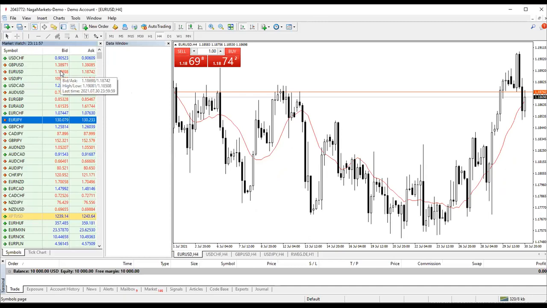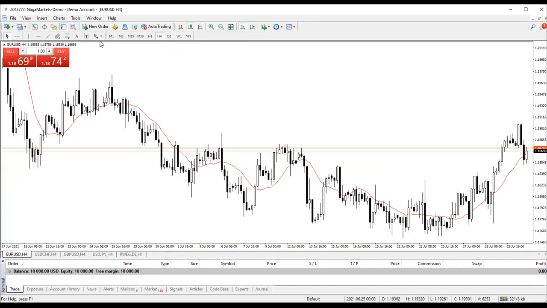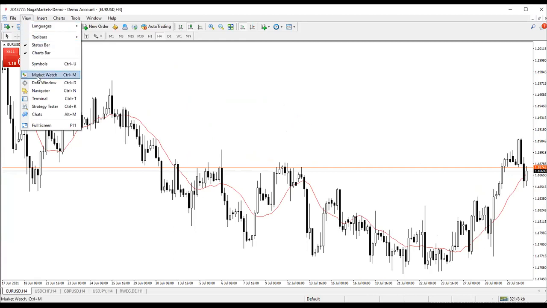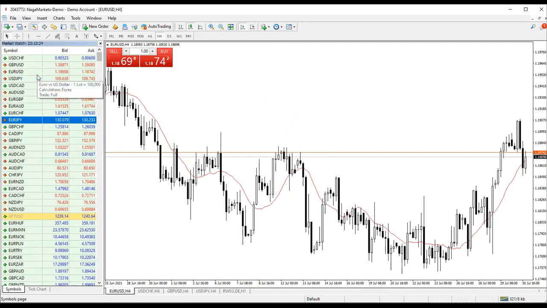Every window incorporated into MT4, you can close them all and bring them all out. Let me close this. Let me close the terminal. Okay, you are seeing only your chart. If you want to bring them out, you can just go to view, and when you click on market watch, it pops up.